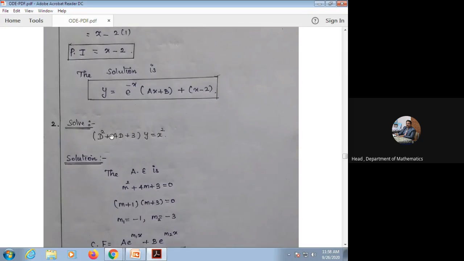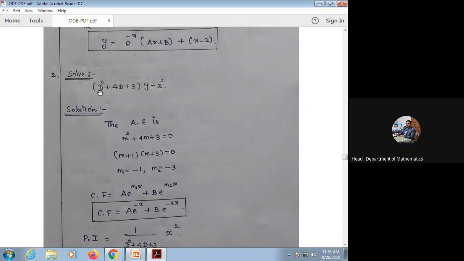Then the second problem, the right hand side is x squared. This is also an x power m form. Here, as before, we have to find the complementary function plus the particular solution. First we write the auxiliary equation for finding the complementary function. Replacing D by m, m squared plus 4m plus 3 equals 0. How to solve this equation? The factors are (m plus 1) into (m plus 3) equals 0. Equating these two terms to 0, we get m equals minus 1 and m equals minus 3. The two roots are real and different.